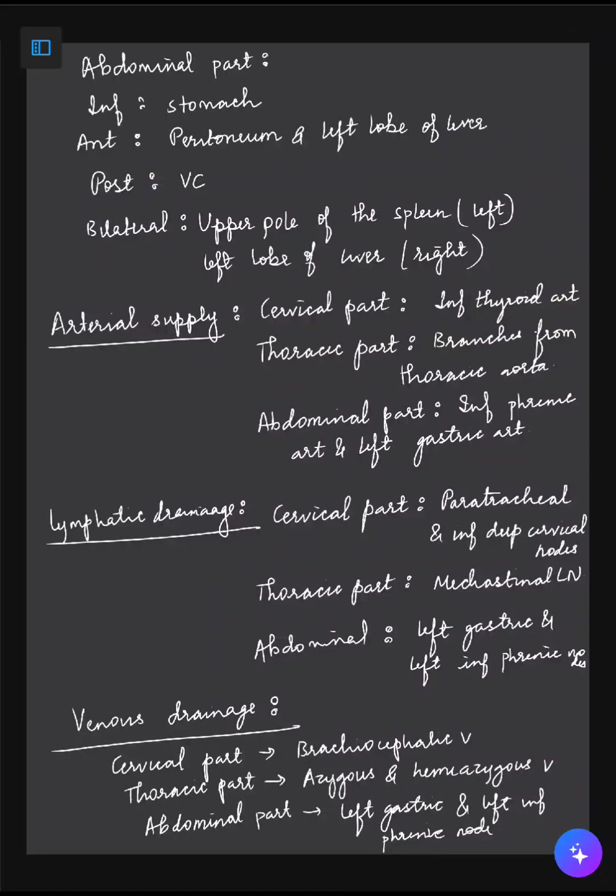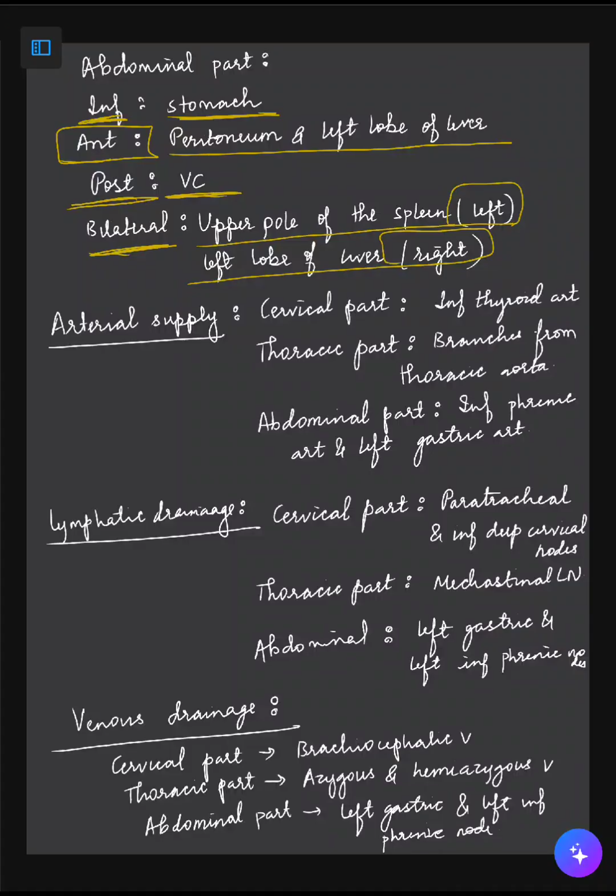Now next is the abdominal part. Abdominal part, inferior is stomach, anteriorly is peritoneum and left lobe of the liver. Posteriorly is the vertebral column and bilaterally there is the upper pole of the spleen, which is to the left, and the left lobe of the liver, which is to the right.